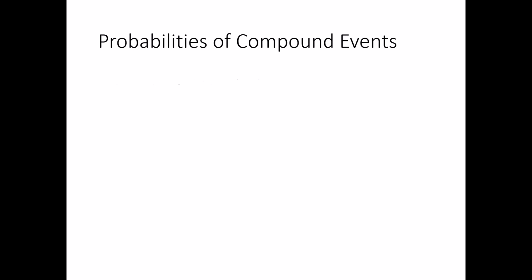In this video, we're going to look at the probability of compound events. That means two or more events happening in a row. And we're going to be talking about events that are independent of each other. Independent means that the first event does not affect the second event.